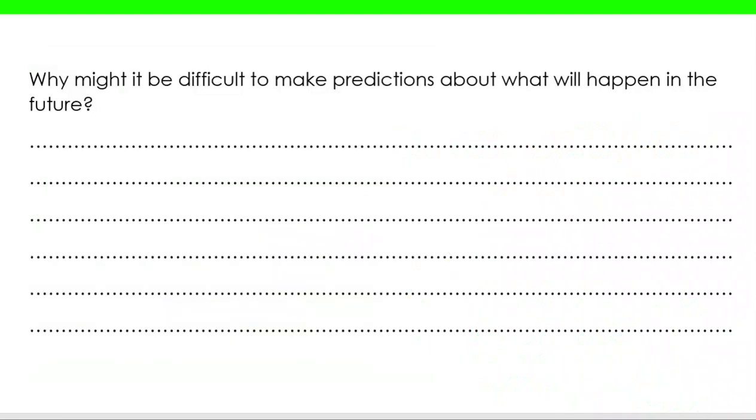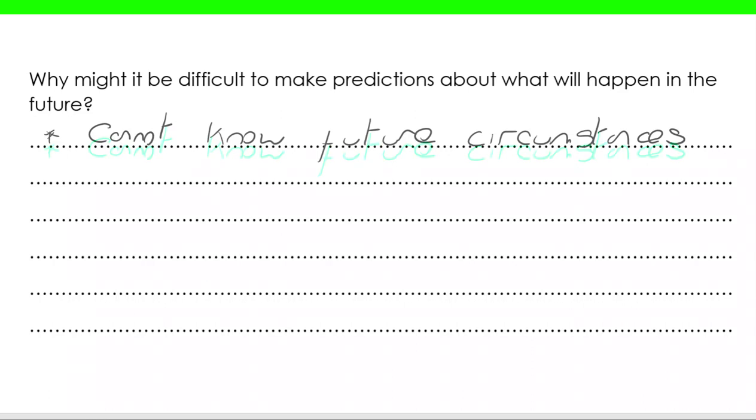Going to finish off by taking a look at this question. Because obviously we know what's happened before. Why might it be difficult to predict what will happen in the future? In the simplest terms, we can't know what future circumstances will be. Let's take a look at some examples of that.